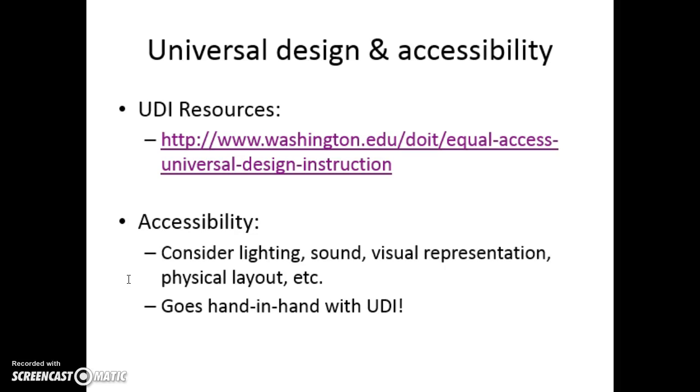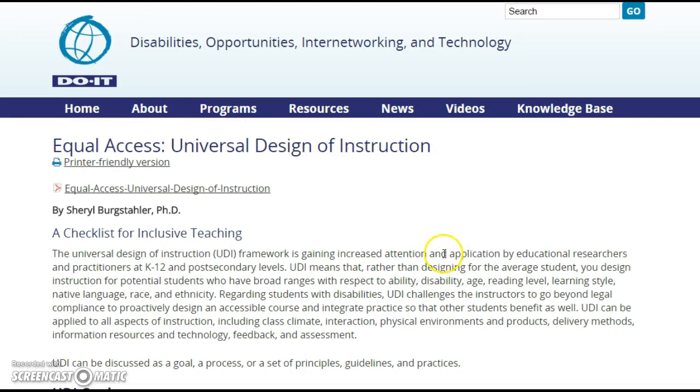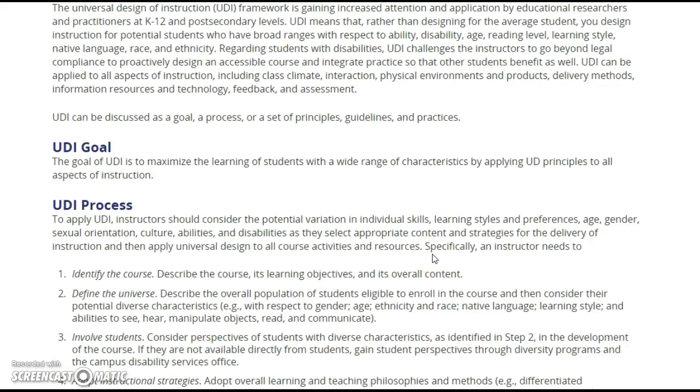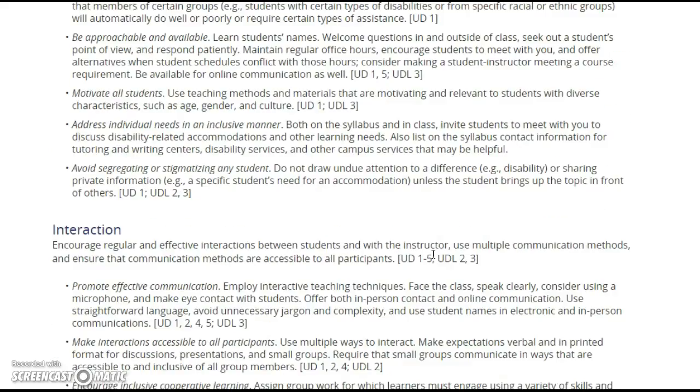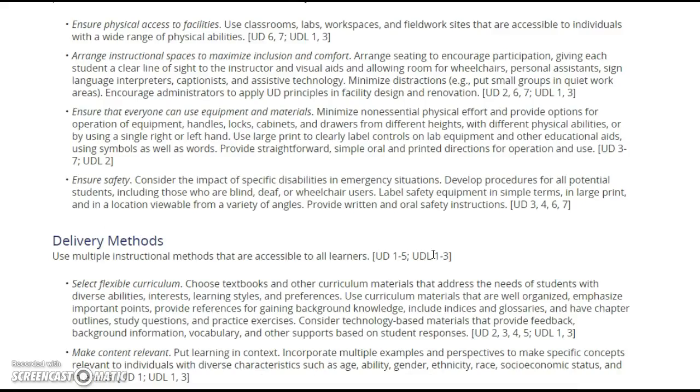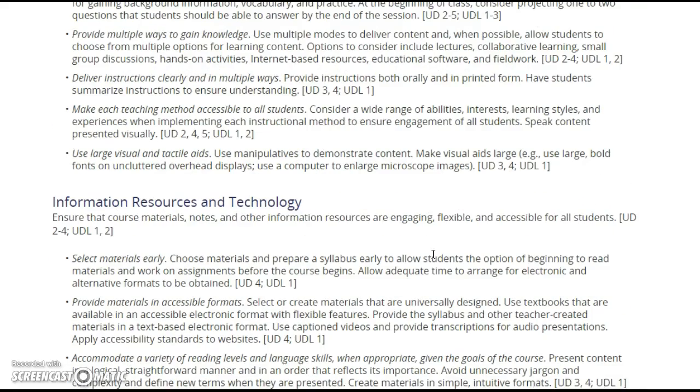Please take a moment to review this particular website, a wonderful website that gives you some ideas, explains universal design more, and offers some ideas on how to implement universal design. Here's a view of that particular web page. So again, it talks about the goal and the process and the practices, and then some examples for each of the things that you might do and how you might implement universal design in your classroom.